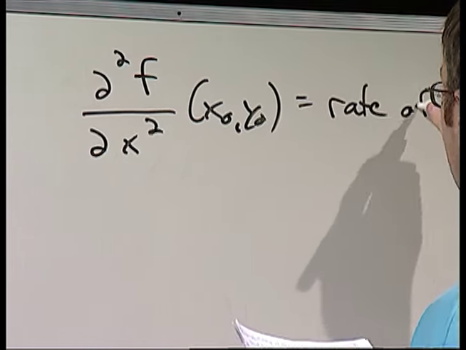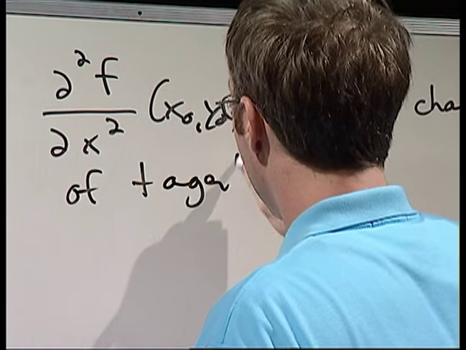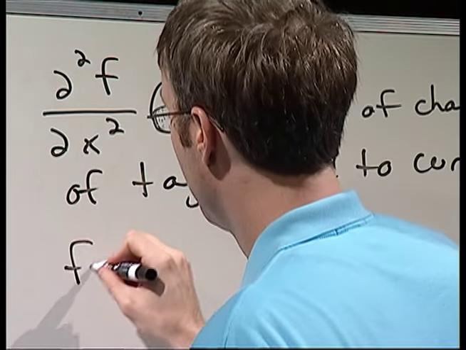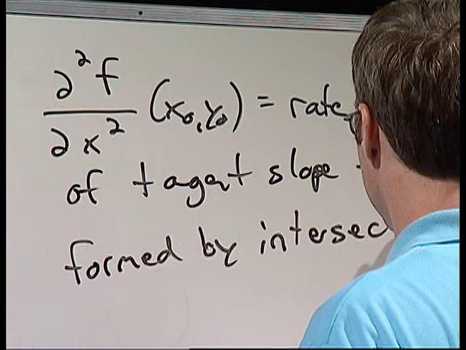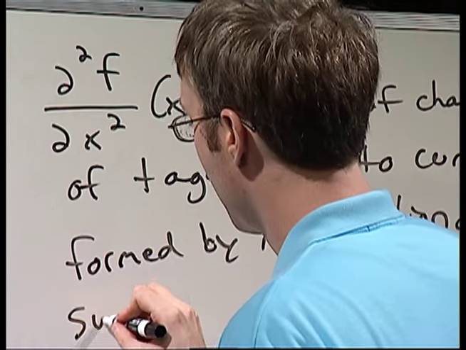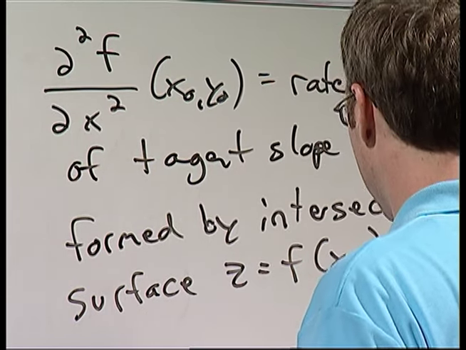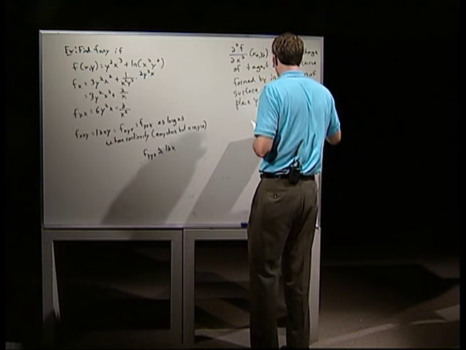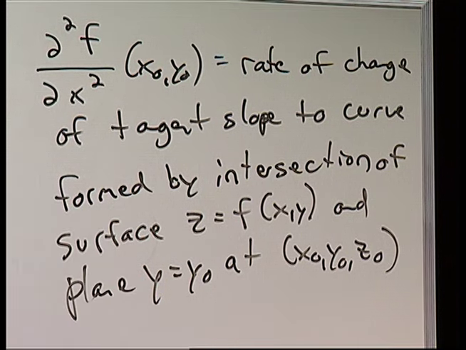This is the rate of change of the tangent slope to that curve formed by the intersection of the surface f of x, y, and the plane y equals y naught at the point x naught, y naught, z naught. So it's the rate of change of the tangent slope to that curve.